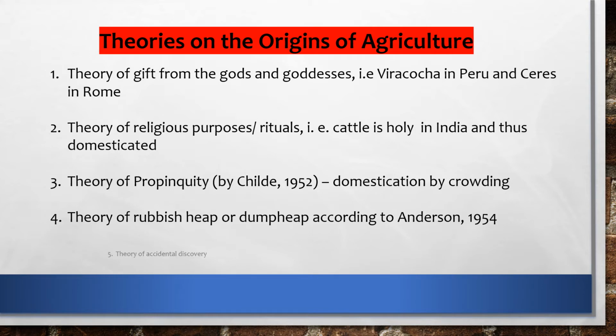The next theory is the theory of rubbish heap or dump heap, according to Anderson in 1954. Originally, man was a gatherer, a forager.